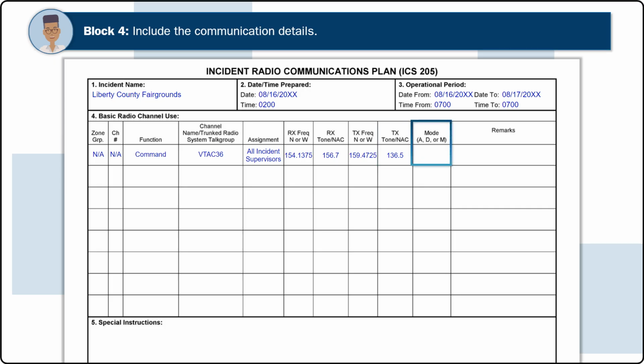In the mode column, indicate whether the radio signal is analog, digital, or mixed by writing A, D, or M. In this case, we will enter A because our responders are using analog radios. And in the last column, we can include additional remarks or notes about a particular channel. For example, we see here that a VHF command repeater is being used for this channel.